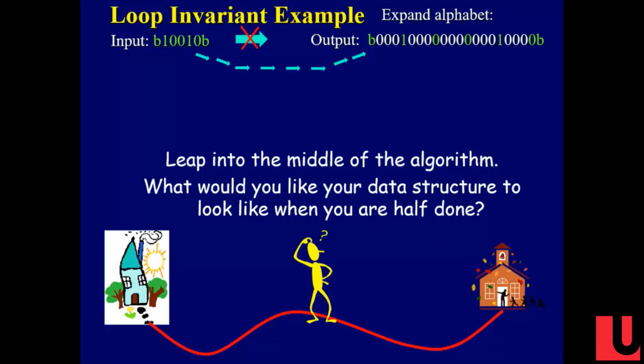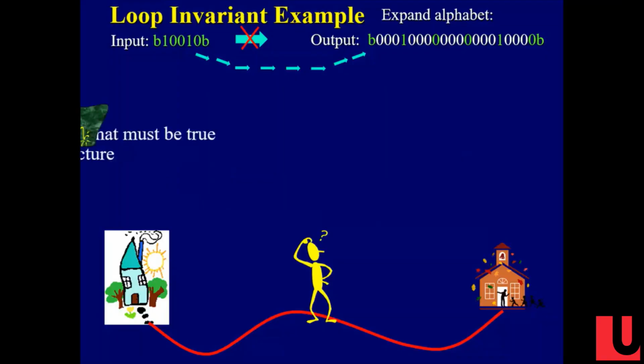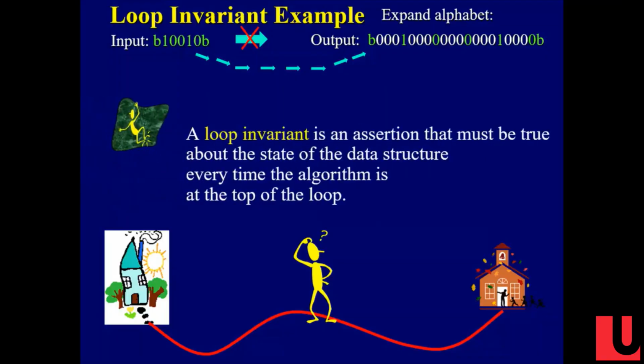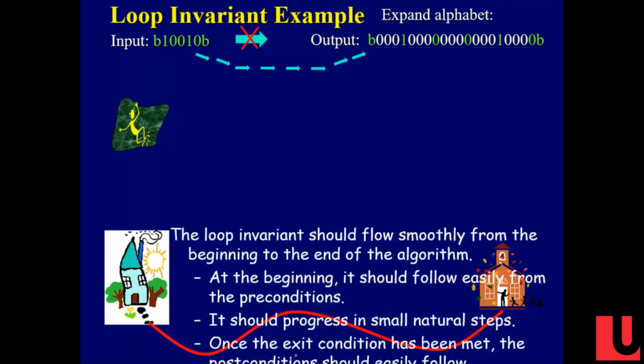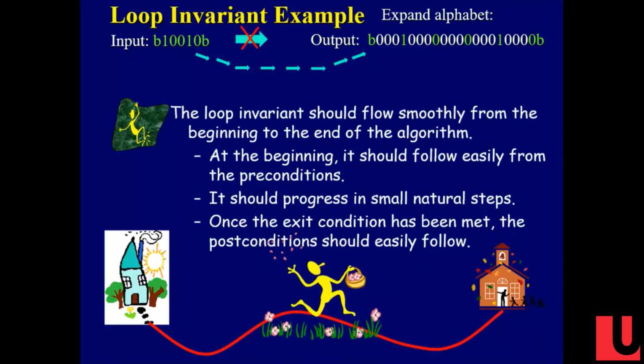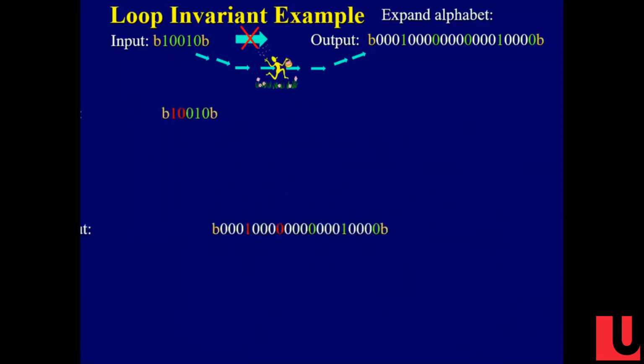All right? So we're going to jump into the middle of the computation and see what we want to be true. That's our loop invariant. A loop invariant is an assertion that says what must be true at the top of the loop. It's not an action, it's a picture. Right? We're going to describe what our Turing machine is going to look like in the middle of the computation. All right. So this is, I said already, right?